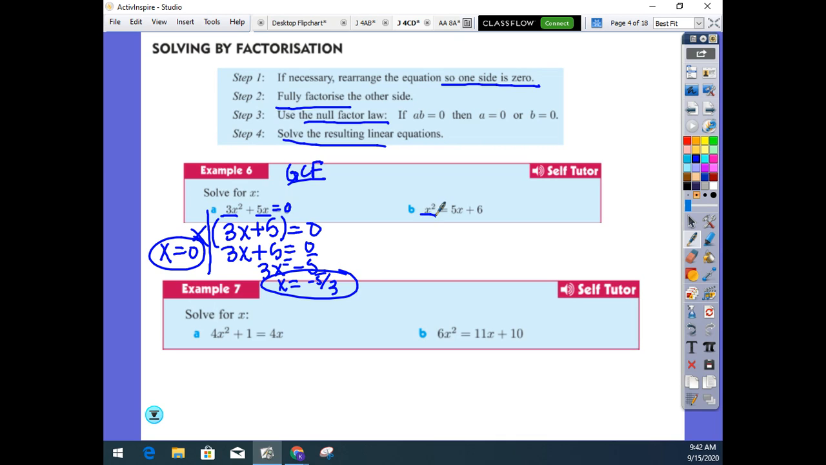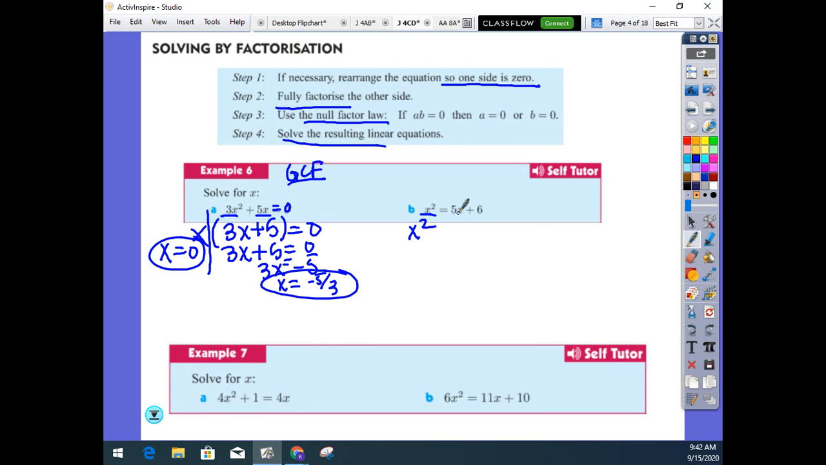In letter B, it's not equal to 0. I will always move it to the side that makes x squared positive. So I'm going to minus the 5x to bring it to the other side. I'm going to minus the 6 to bring it to the left side. So my equation now equals 0. There is not a GCF with all three, so I'm going to go to 2 parentheses, break x squared into x and x. Then I always say think backwards. Factors of 6 that subtract to get 5.